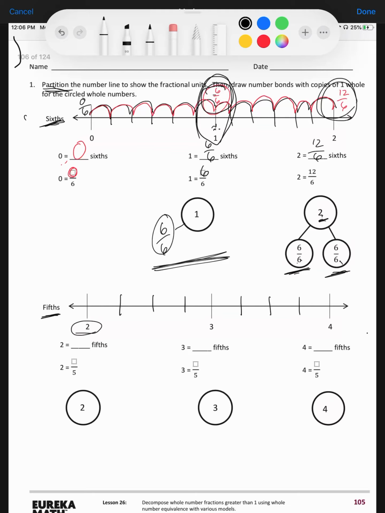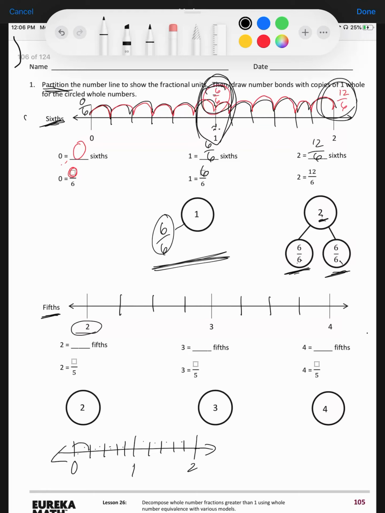If you don't automatically know how many fifths is equal to 2 wholes, just draw the beginning of the number line on another sheet of paper. So this is going to be 0, this is going to be 1, and this is going to be 2. And then I'm just going to break it down into fifths, and then I can count them out. One, two, three, four, five. I broke them down incorrectly at first, and now it's right.